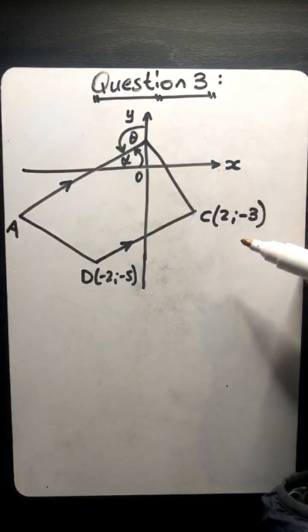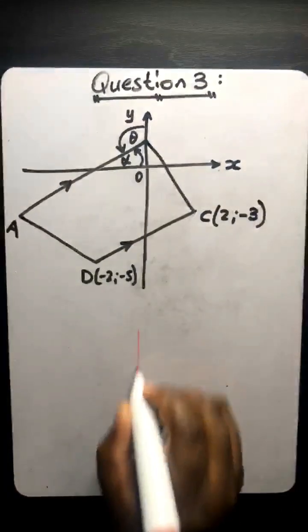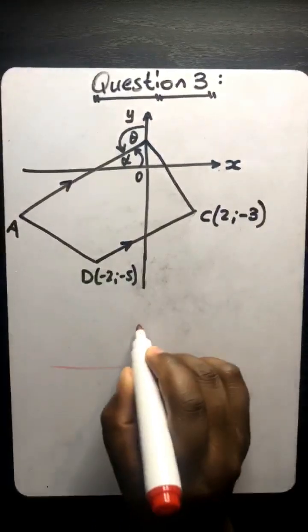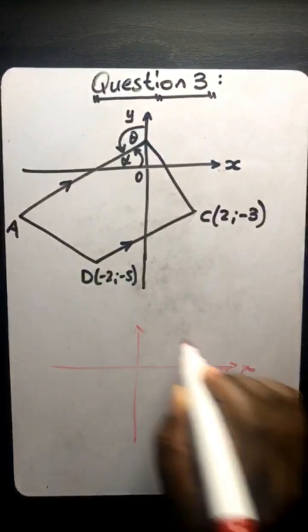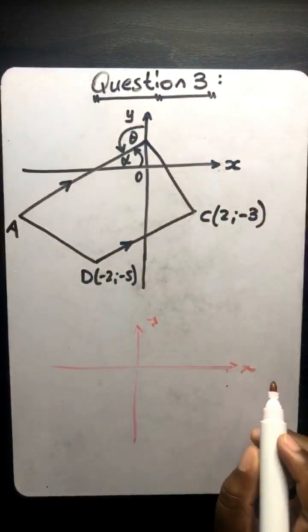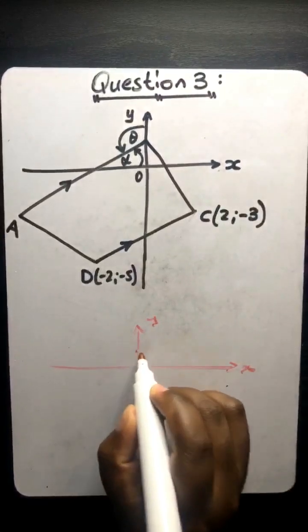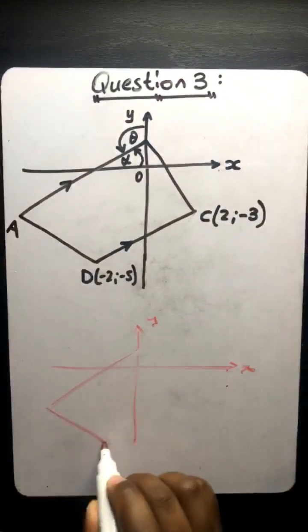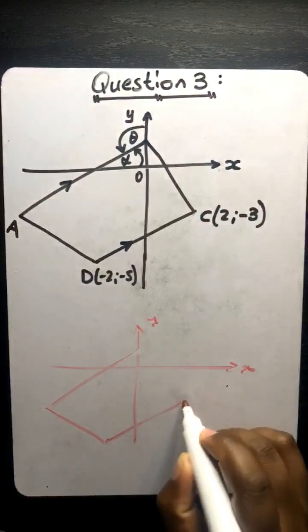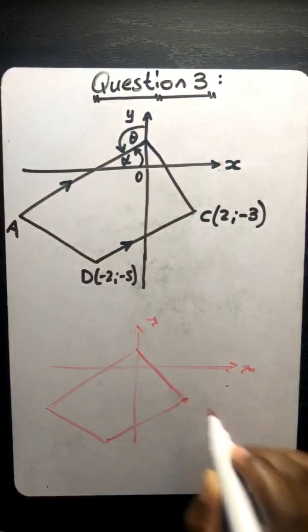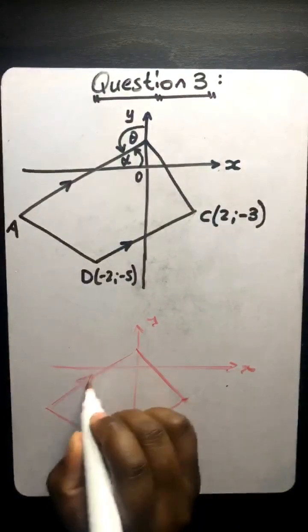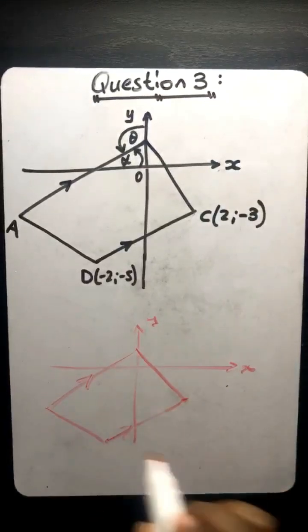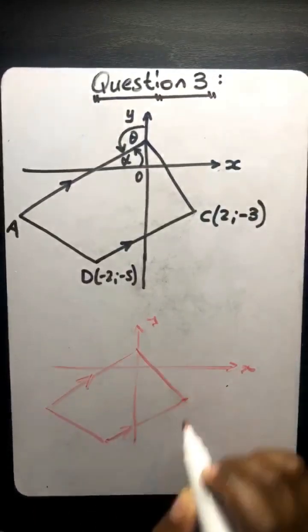Remember, guys, at all times we draw functions on what we call a Cartesian plane, being x and y. This is what we can see. We've got a point there, a point there, a point there, and another point there, joined together. Most importantly, they indicated that this line is parallel to that line.